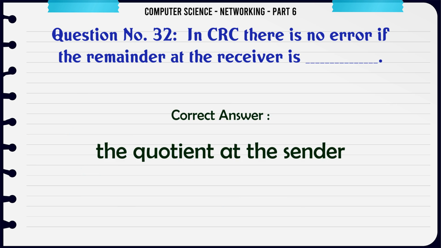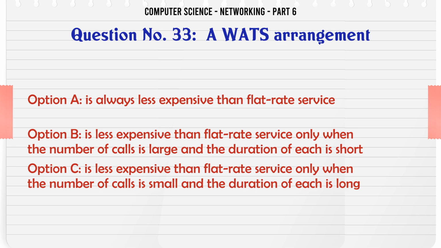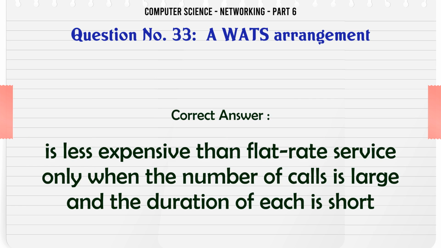The correct answer is the quotient at the sender. A. WATS arrangement A is always less expensive than flat rate service. B is less expensive than flat rate service only when the number of calls is large and the duration of each is short. C is less expensive than flat rate service only when the number of calls is small and the duration of each is long. D is never less expensive than flat rate service. The correct answer is B, less expensive than flat rate service only when the number of calls is large and the duration of each is short.